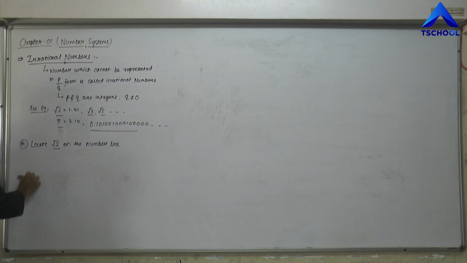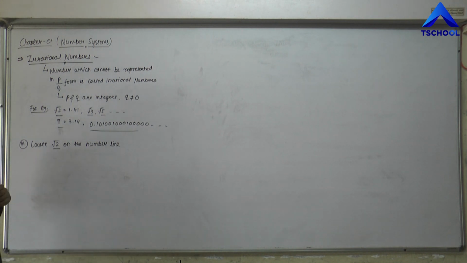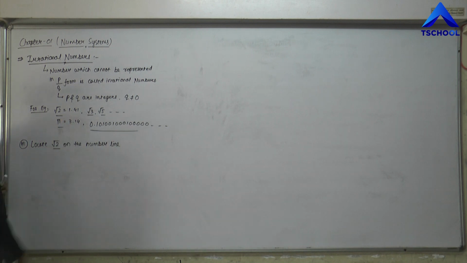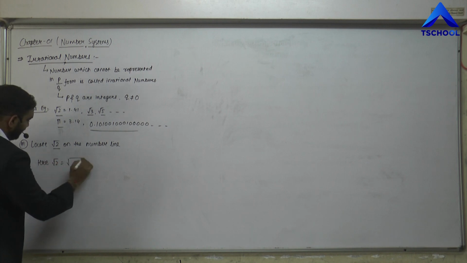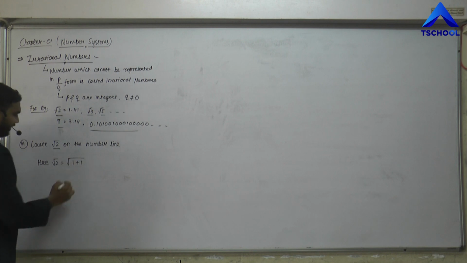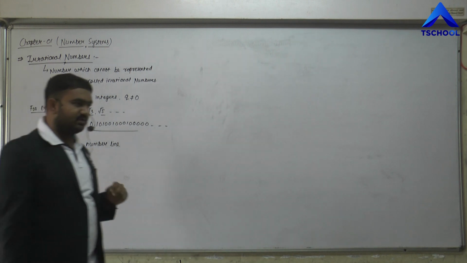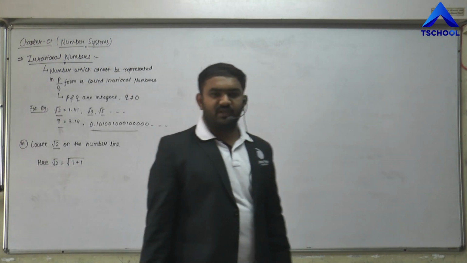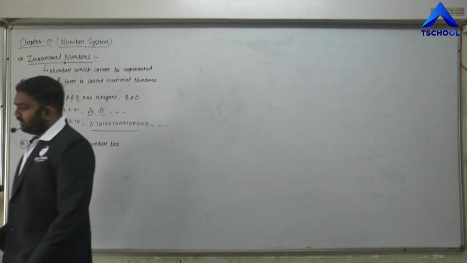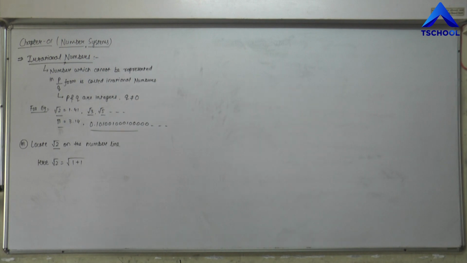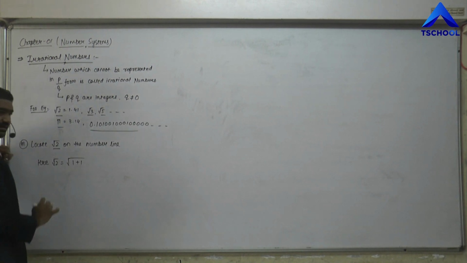Now, root 2 on the number line, we all know that the value of root 2 is 1.41. Now here what we shall write down is, root 2 can be written as square root of 1 plus 1. See, friends, this method is not given in the textbook. So rather than looking in the textbook, please look here, because this is clearly made by me so that you can understand it clearly.